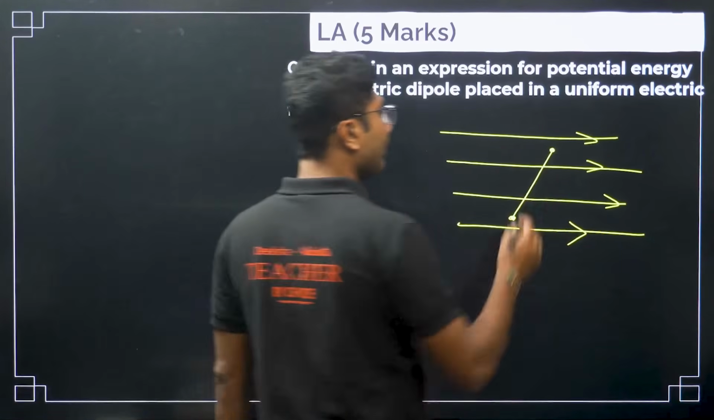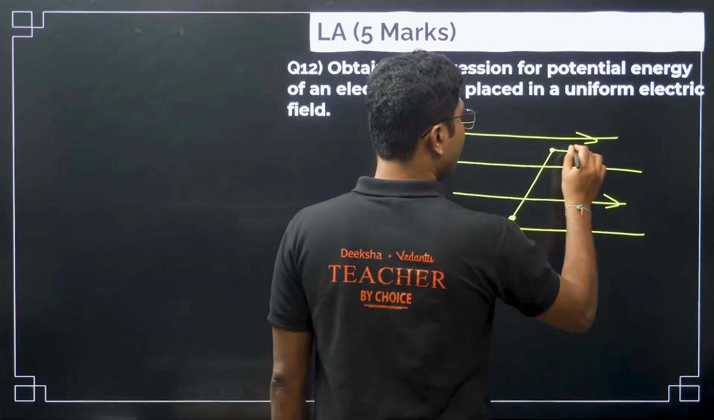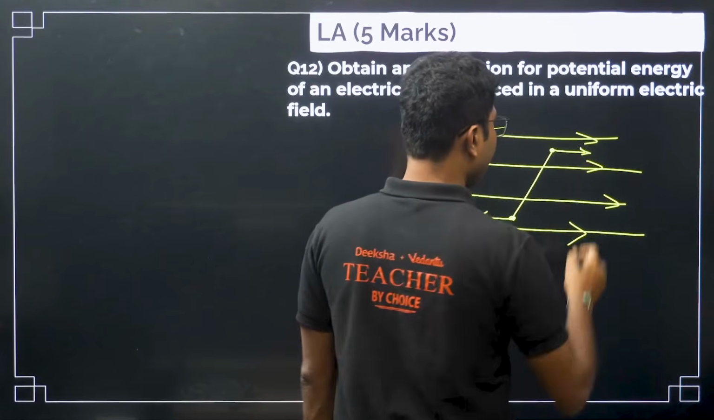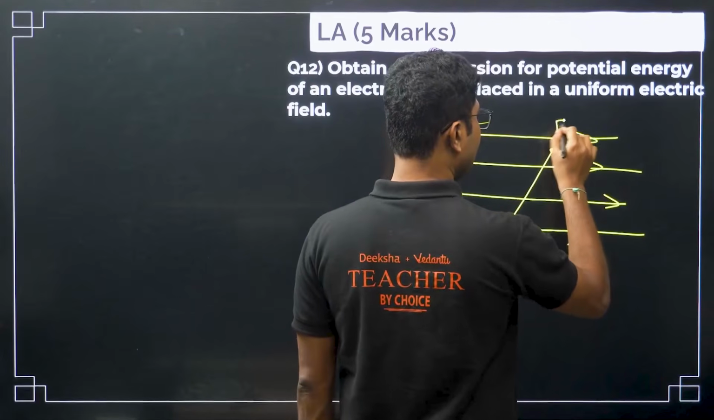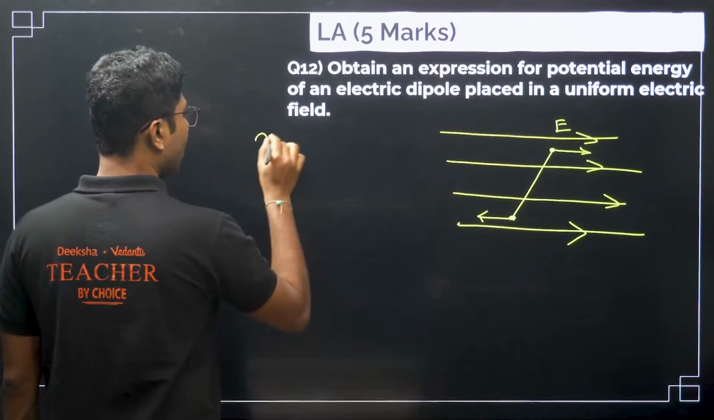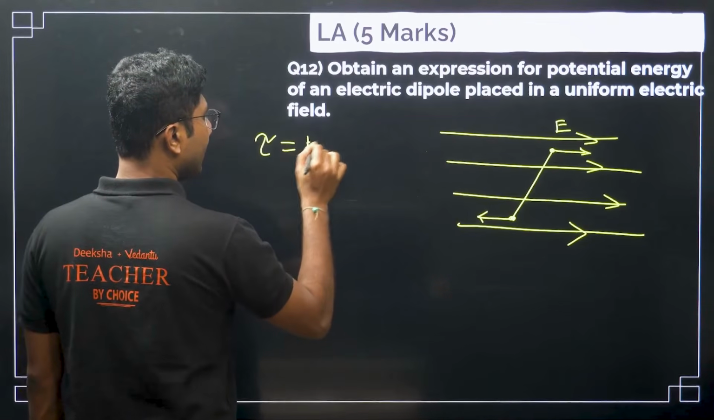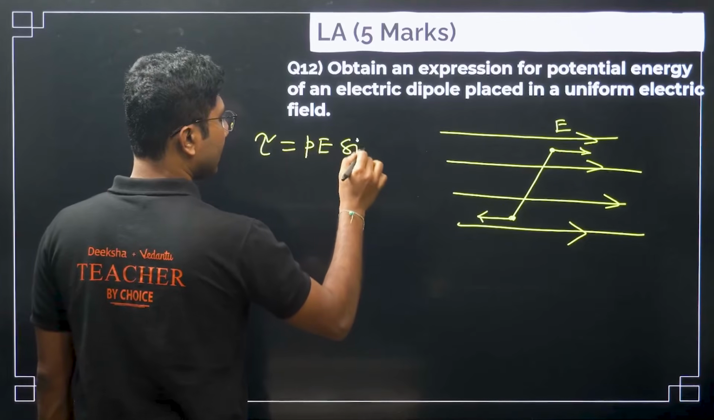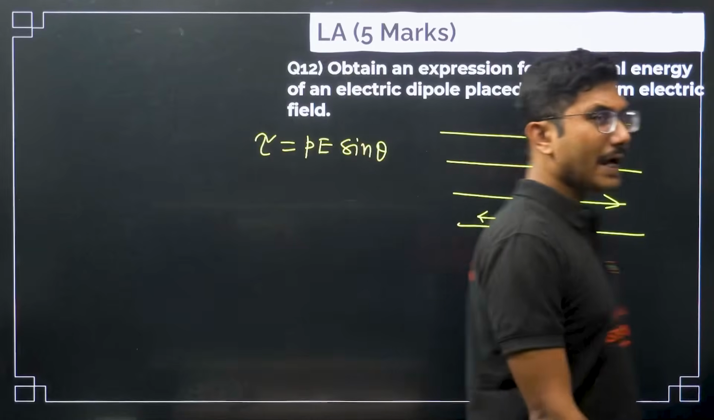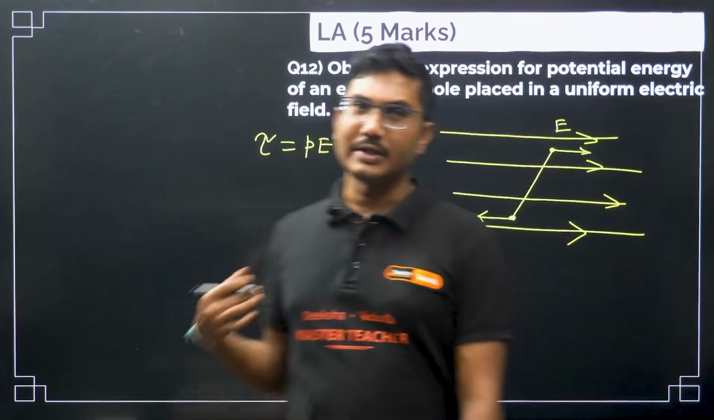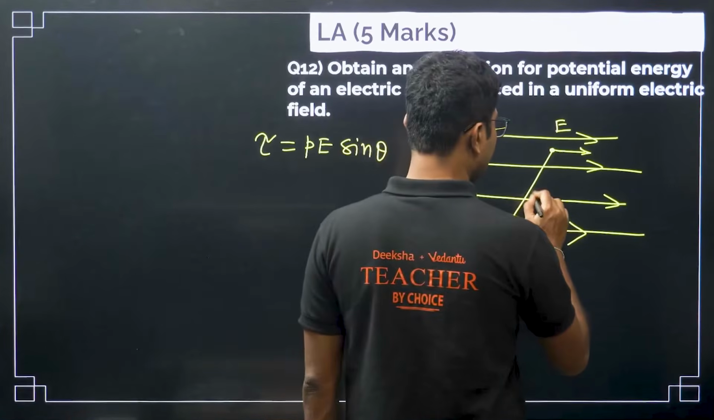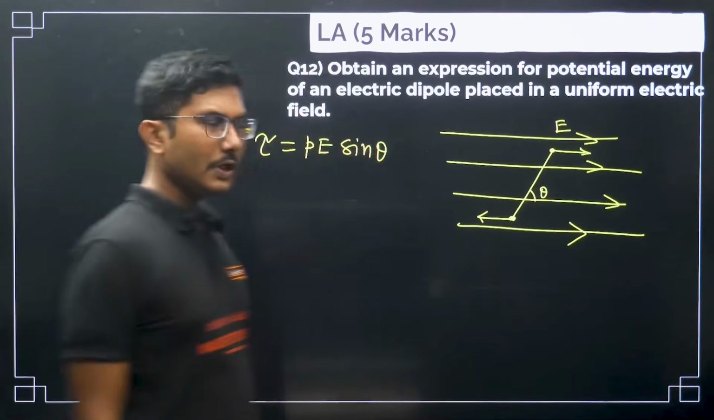Now here we have an electric dipole. We already did the expression for the torque acting on it. So this is the electric field E, and the torque acting on it was given by PE sin theta, right? P cross E, that was the formula. So torque acting on a dipole kept in an external electric field is given by PE sin theta. Here this angle was theta, right?